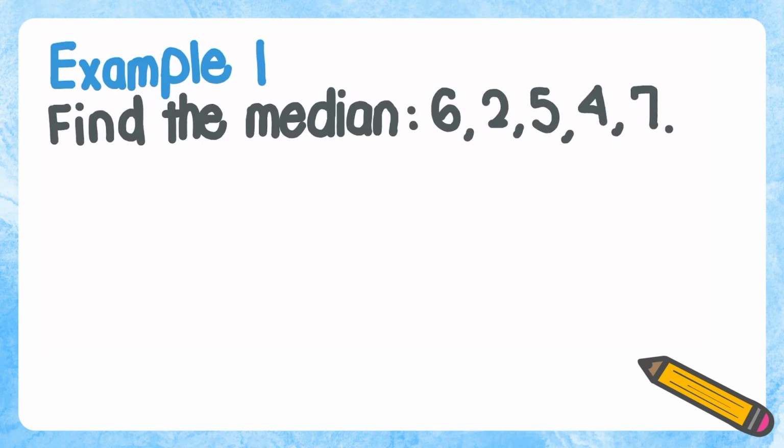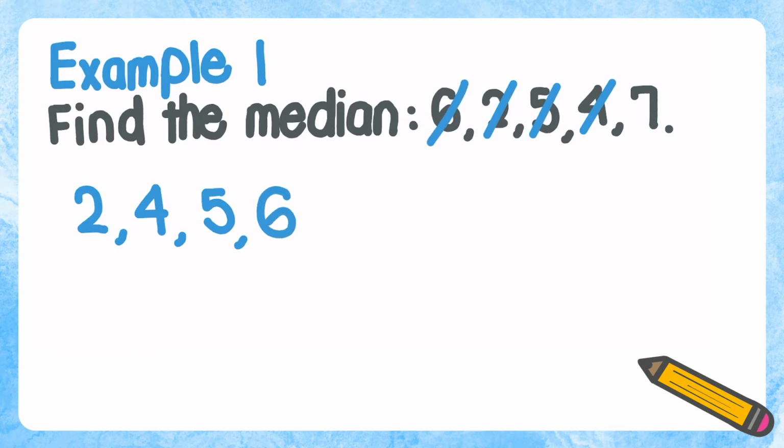So let's take a look at our first example. So find the median of these numbers. So my smallest number is 2. Remember, I'm reordering here. Next I have a 4, and then a 5. So make sure you're writing down all the numbers from the original data set. We're just reordering them from least to greatest. So I have 2, 4, 5, 6, 7.